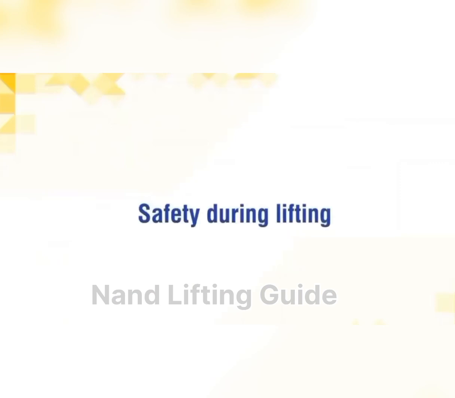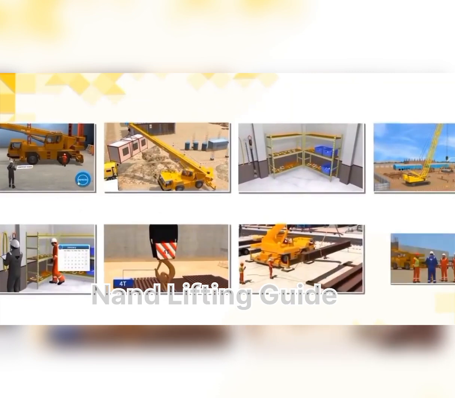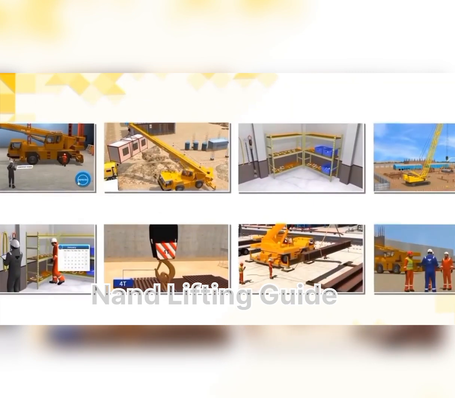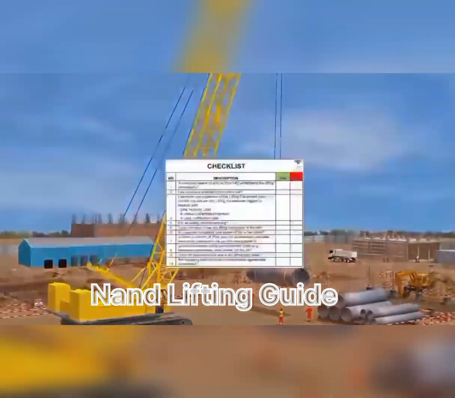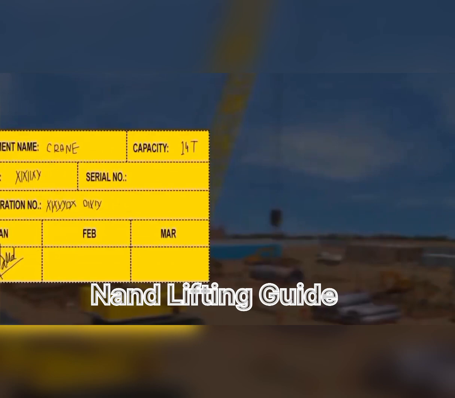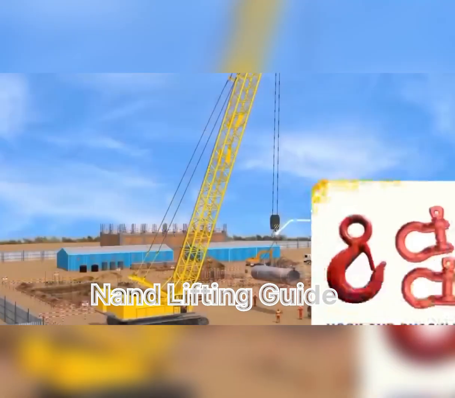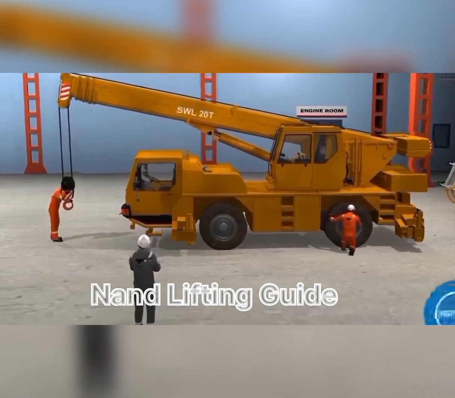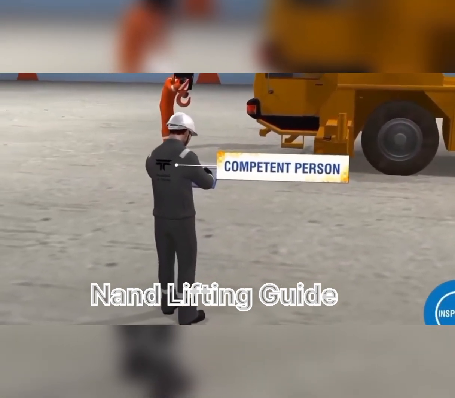Safety during lifting. Now, let us understand the safety rules to be followed while performing a lifting operation. During loading and unloading, please follow a 10-point checklist. All equipment should have an inspection tag and specify their capacity to lift weights. Only those hooks and shackles must be used, which indicate safe working load on them. The equipment should be inspected from a competent person, and the certificate must be kept safely.